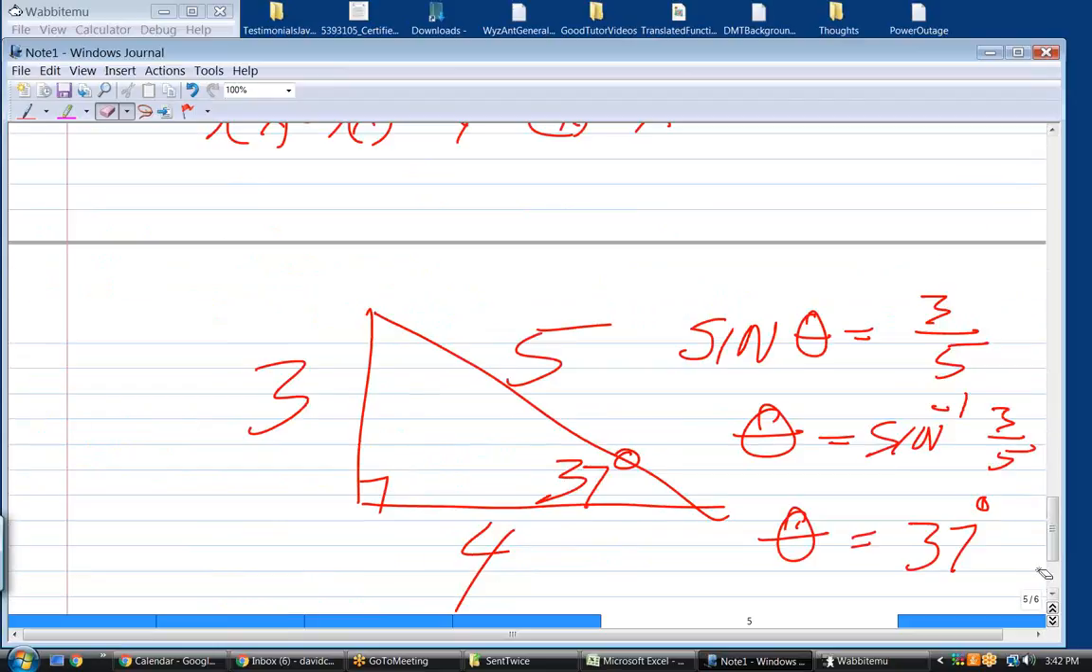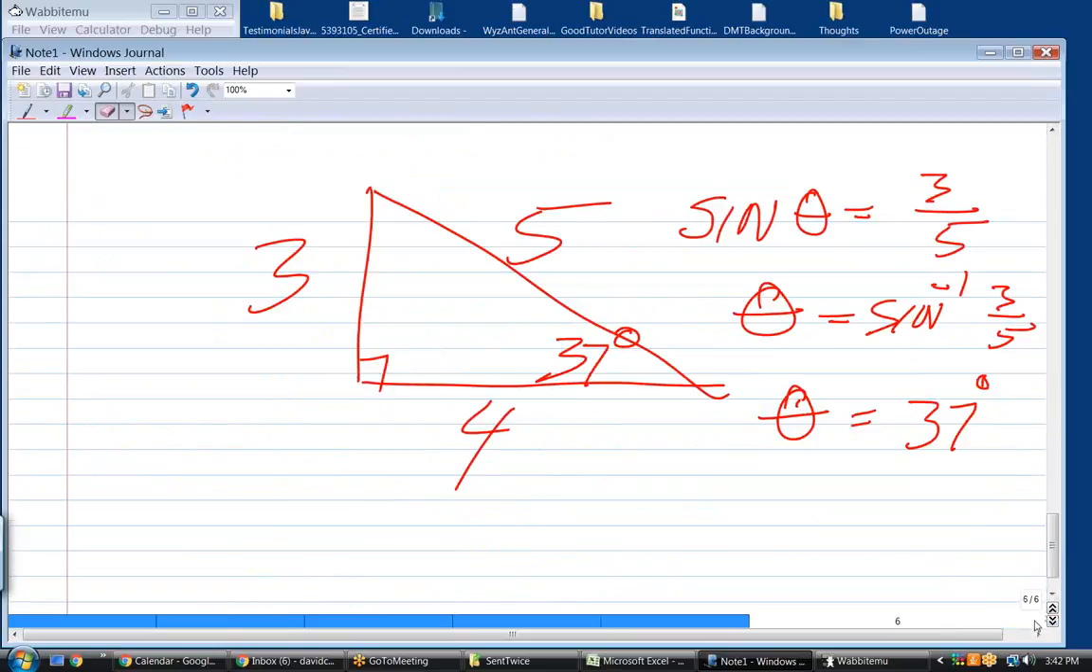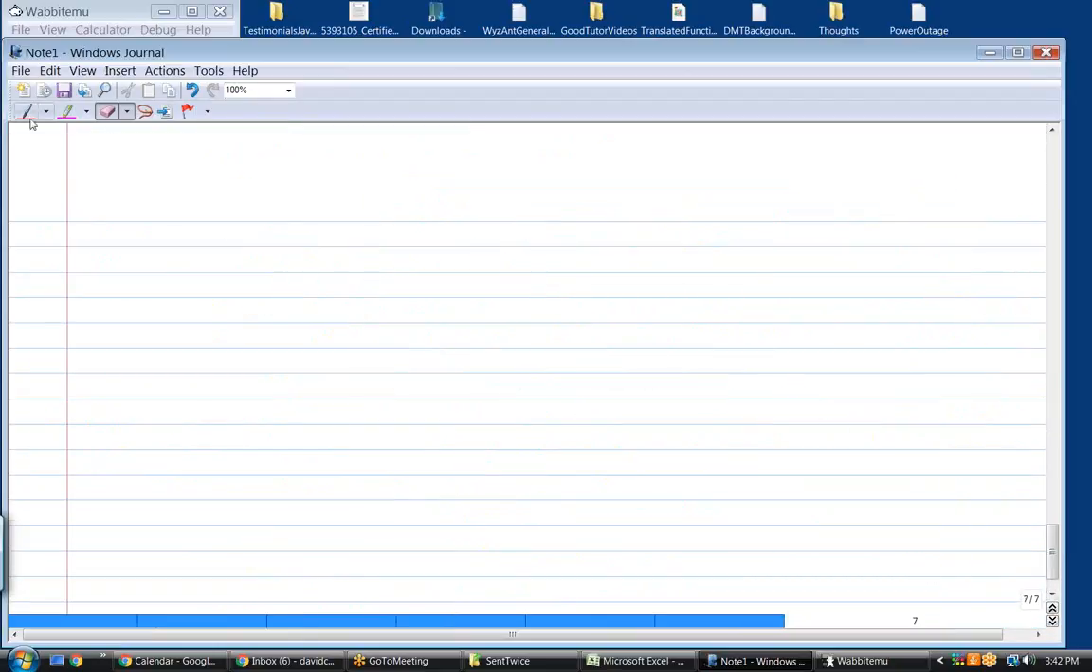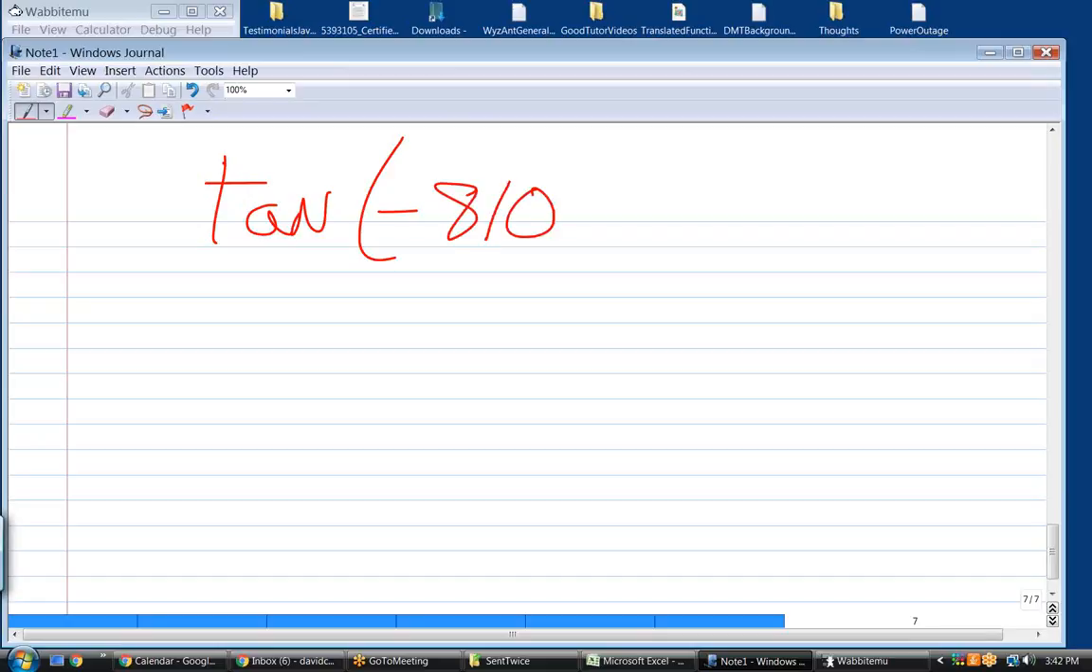Okay, so let's take your problem. What was it? I don't remember. Gosh, forgetting what it was. I'll make one up. Find the reference angle for negative 810. Okay, negative 810.